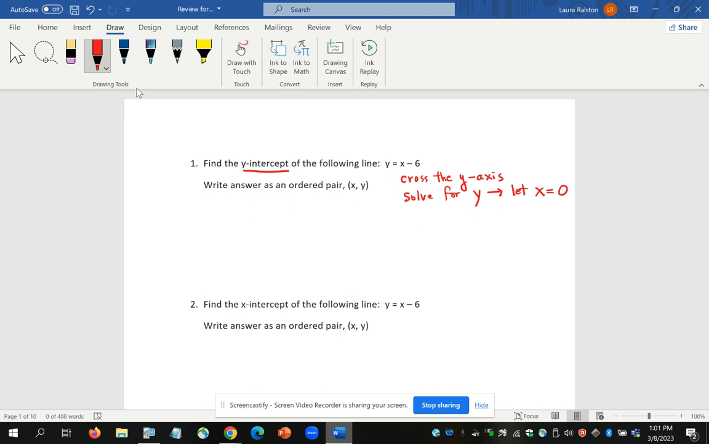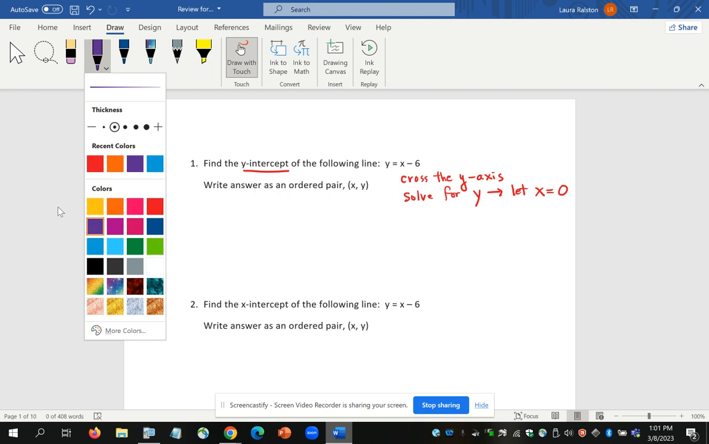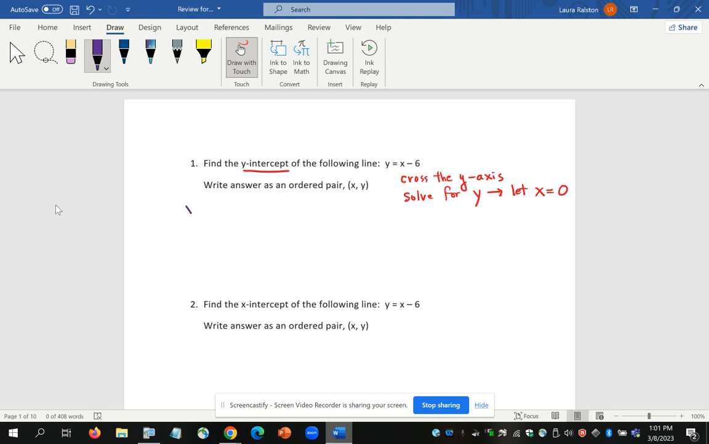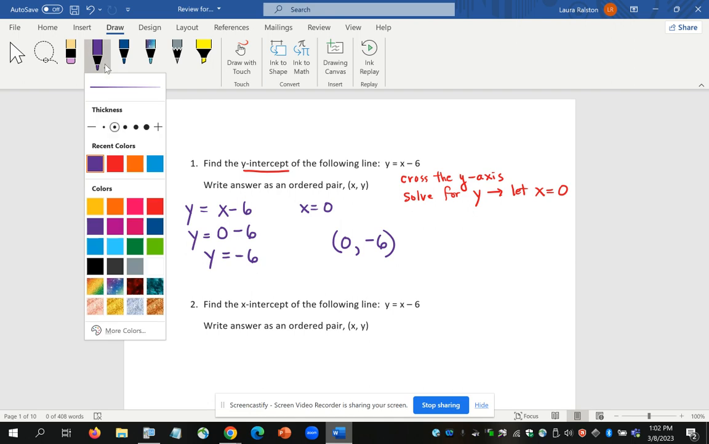So if I let x be 0 and I substitute it into the equation that I'm given, y equals x minus 6, and I'm going to let x equal 0. So I have y equals 0 minus 6. So y is negative 6. Written as an ordered pair, the y-intercept is 0, comma, negative 6. It's a straight, flat out plug and chug.